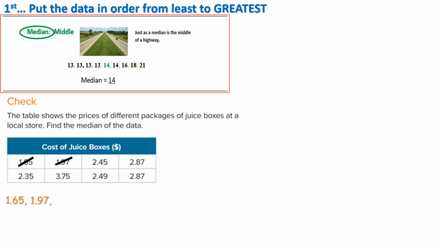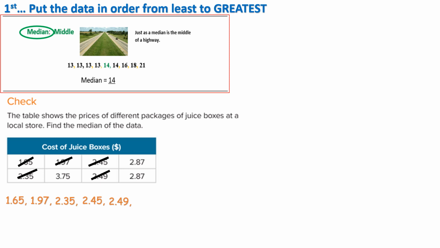I cross both of those off, and now I start looking at my 2's. So I have a 2.4, 2.8, 2.3, 2.4, and 2.8 again. So 2.3 has to be smaller. So 2.35 will be my next piece of data. And then I have 2.4s. Now I look at my hundredths position, and 5 is smaller than the 9. So my next one in my list has to be the 2.45, followed by the 2.49.